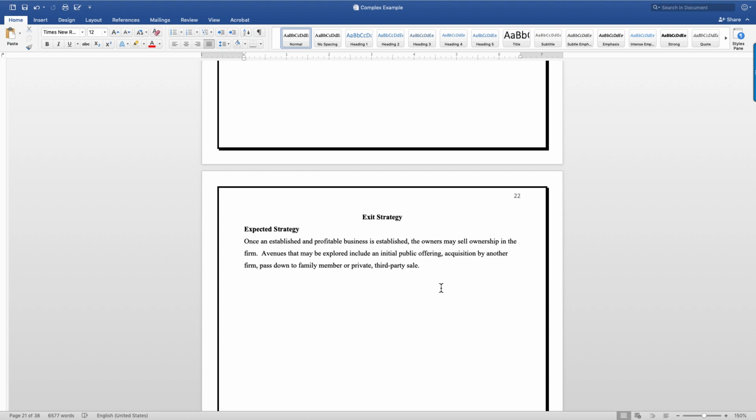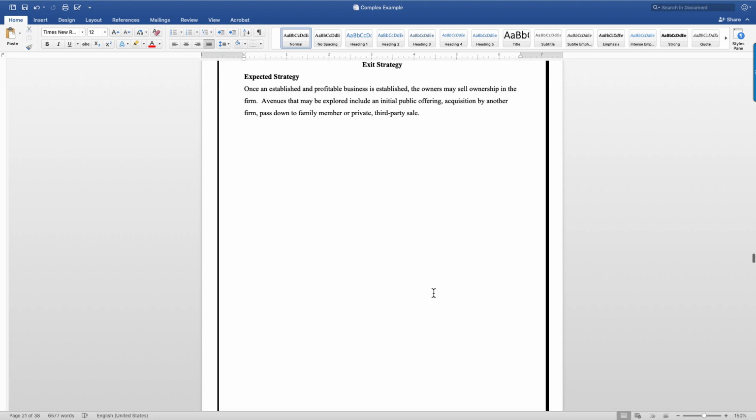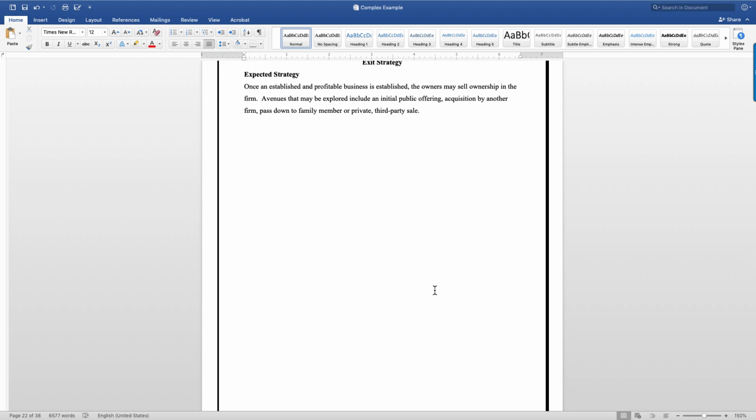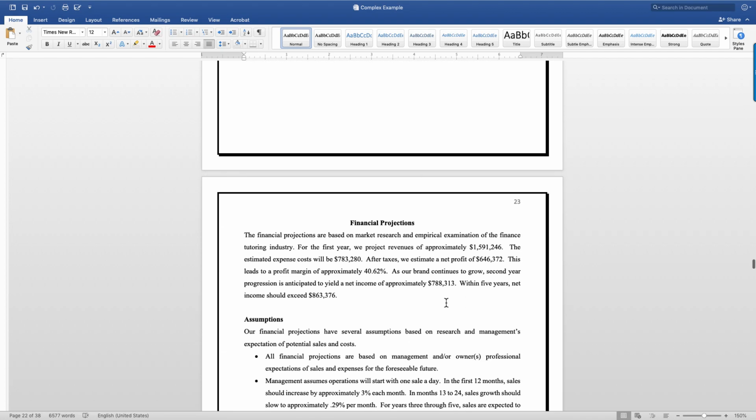And again, I'll put a little bit more information in here, but this just shows the reader that you've thought about how you're going to get out of your company. No one ever runs a company forever. Eventually, everybody gets out of a company, and it just shows a little bit of forethought.